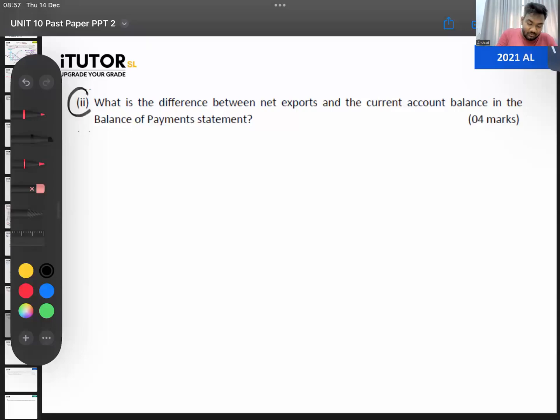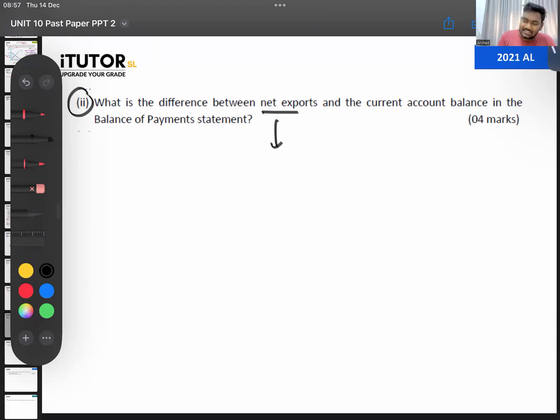2021. Question 8, subsection 2. What is the difference between net exports and the current account balance in the BOP? So what is net exports, Lamai? Net exports is the value of exports minus your value of imports. It includes both the goods and services, exports and imports.